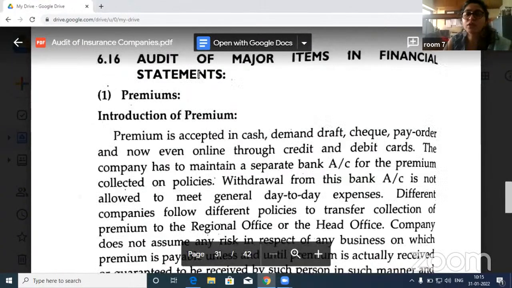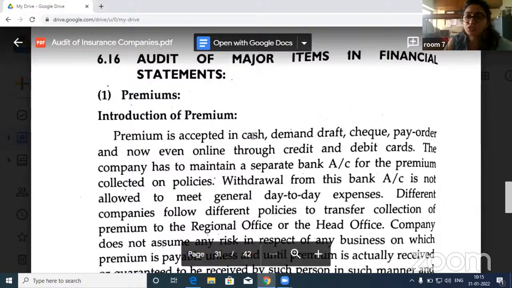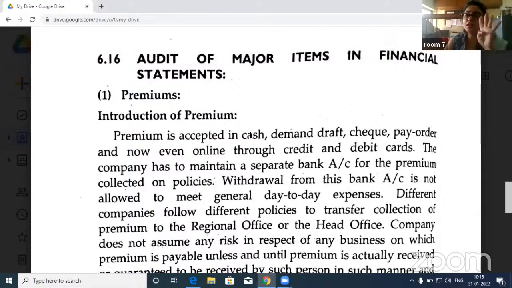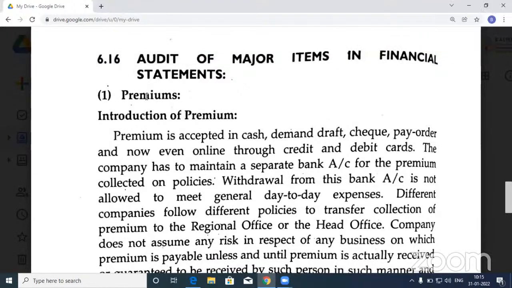Okay, next, audit of major items in financial statements. Now let me tell you, this is very, very, very important. You have already done the audit of financial statements of banking companies and corporate companies. Now we are doing the audit of financial statements of insurance companies. Now see, there are 4 schedules that are made here. The first is premium. You remember schedule number 1 is premium? Everybody remember schedule number 1 is premium? Yes, ma'am.